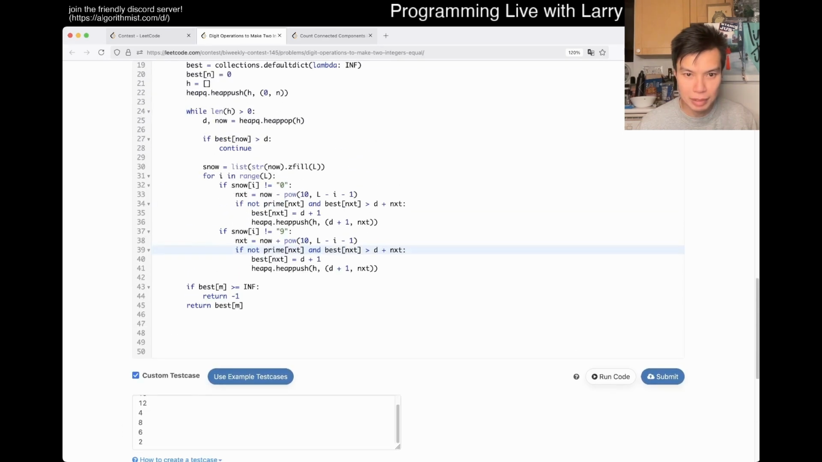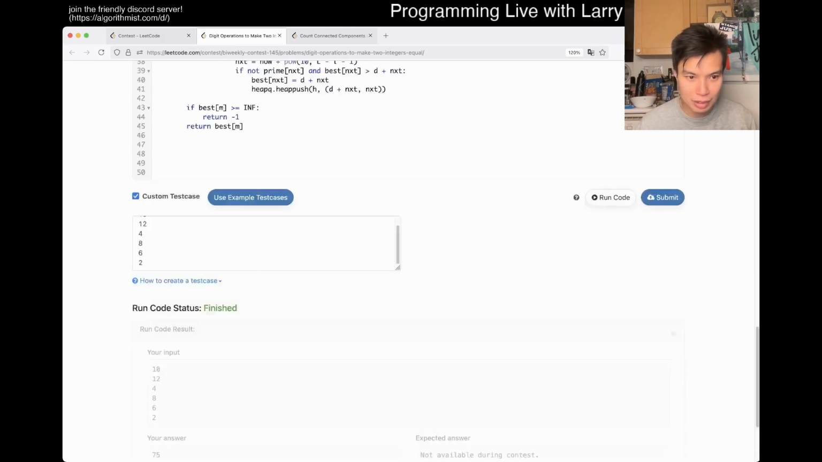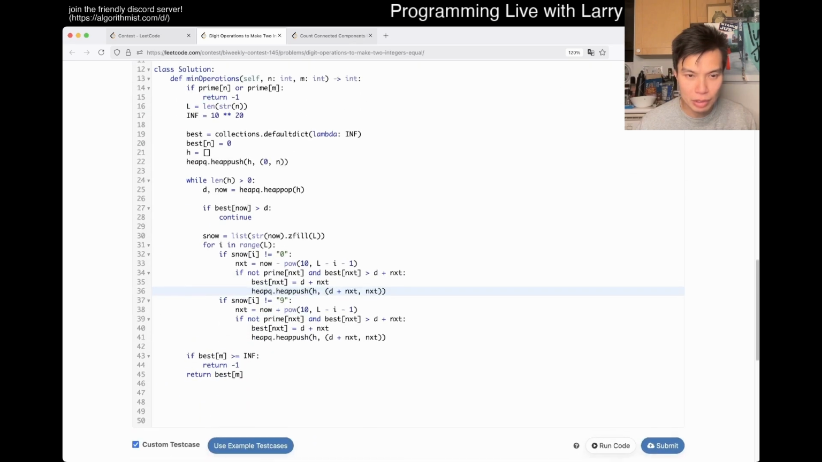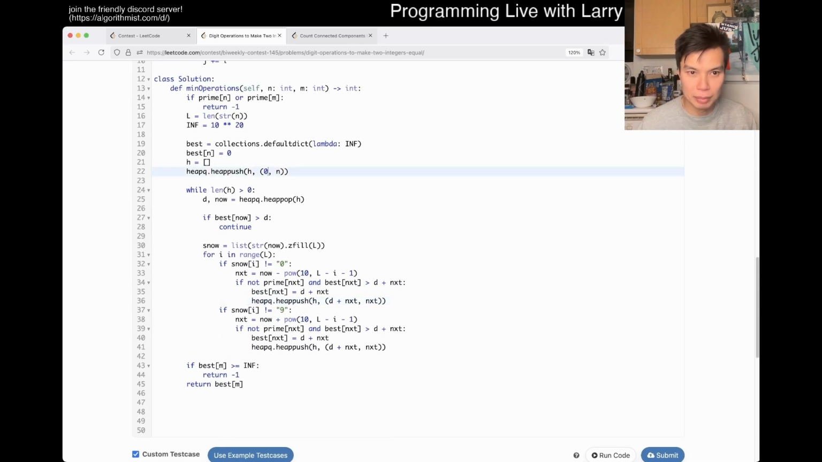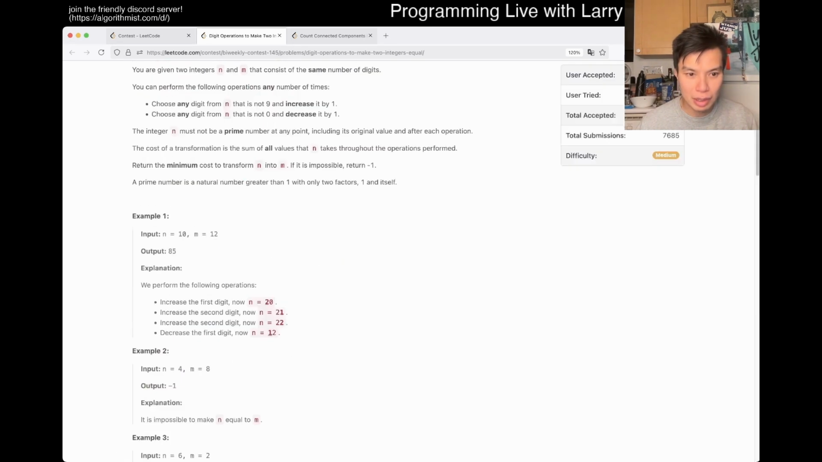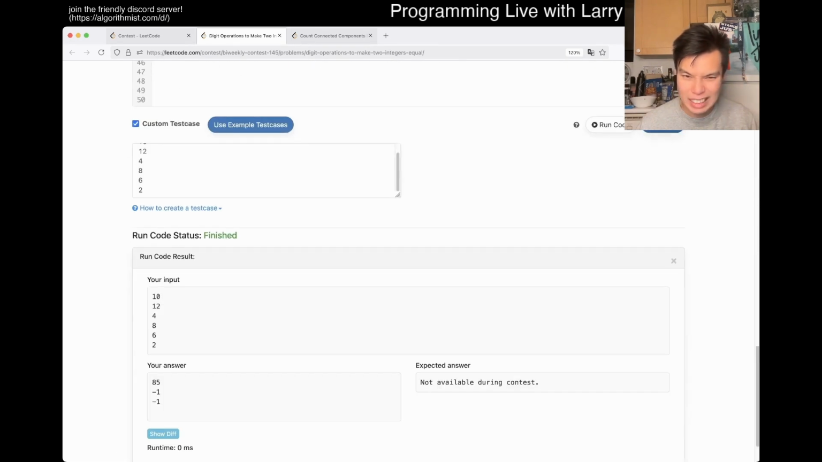Well, maybe not. You still have to fix this part, Larry. This is why you try to not duplicate code. Okay, fine. 75 plus 10, so I think we do need the original number. So that means that this is going to be n, and this is n. Okay. Yeah, YOLO.